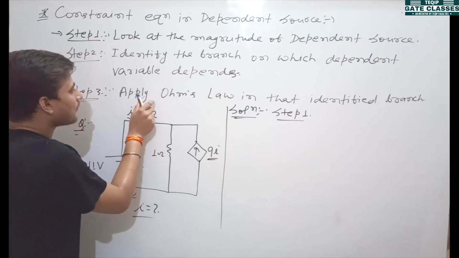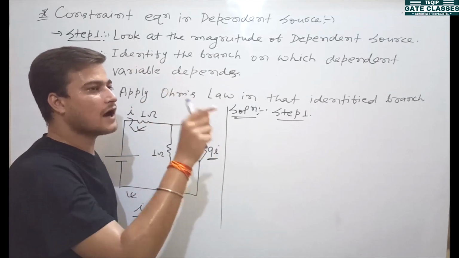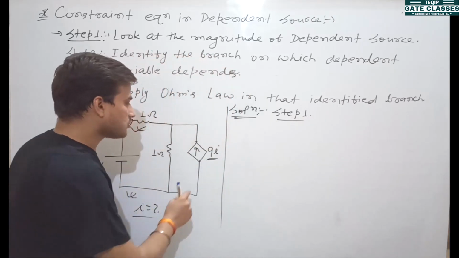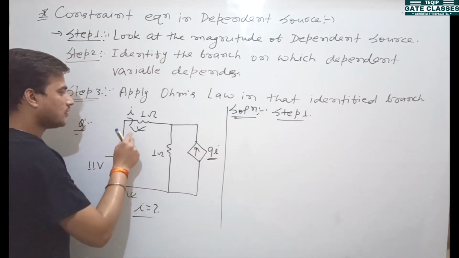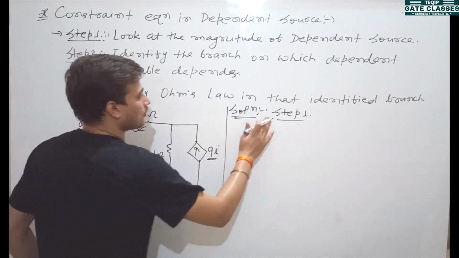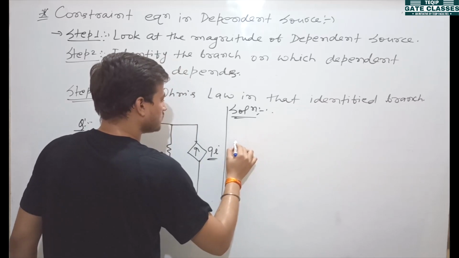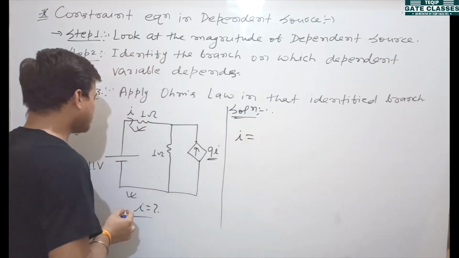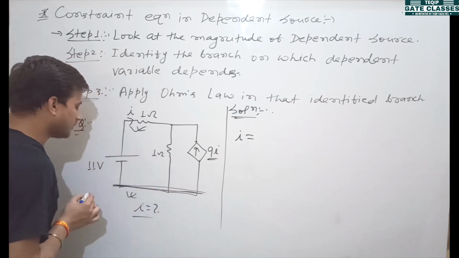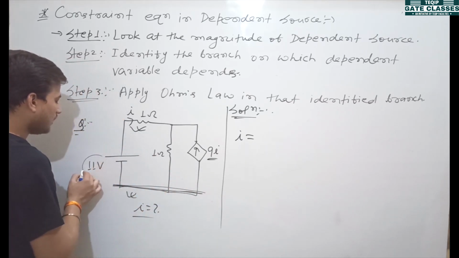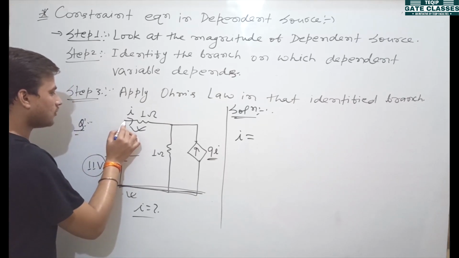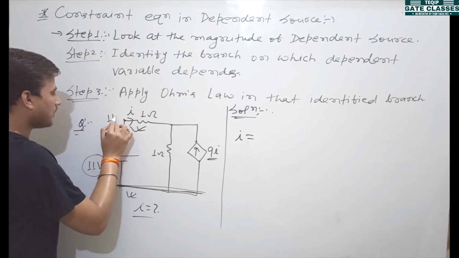Third step: apply Ohm's law in that identified branch. Why will you apply Ohm's law in that identified branch? Because you have to find the value of I. So to find the value of I, you will have to apply Ohm's law. If you are applying Ohm's law, what will you write? See, this is the ground terminal. Its potential is 0. Now there is a battery of voltage 11 volt. So there will be a rise in potential of 11 volt. So here the potential will become 11 volt.